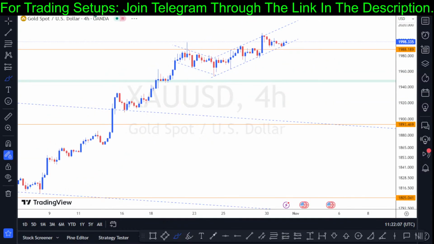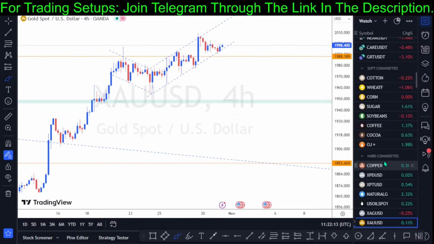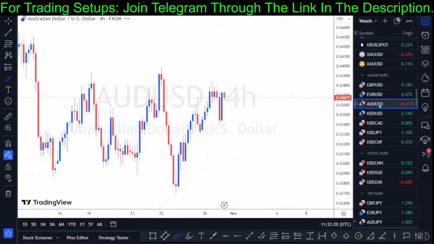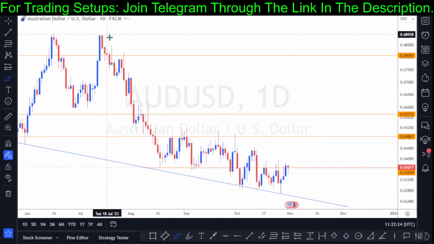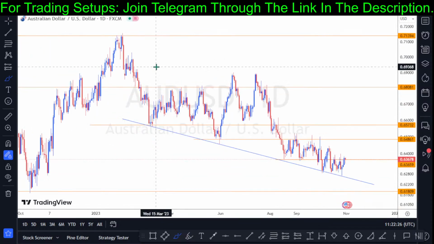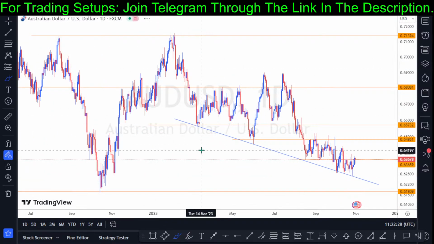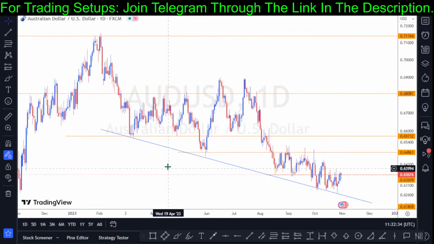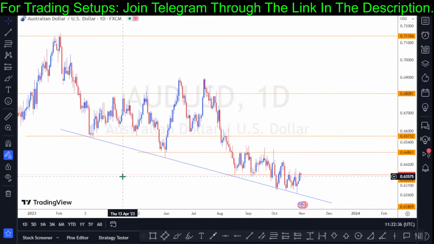All right, so now let's check what we have on Australian dollar paired against USD, as requested by one of the traders in the live stream. So we have Australian dollar paired against the USD. Let's check on the day chart. Based on what I have on the day chart on the Australian dollar paired against the USD, I am not, based on my own personal trading strategy.